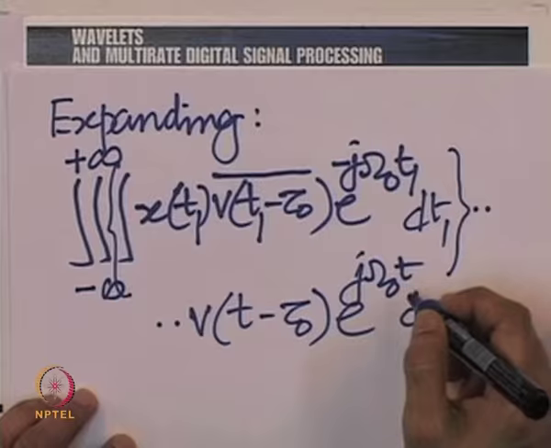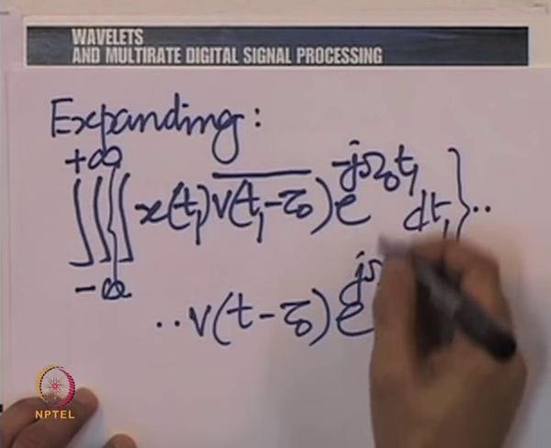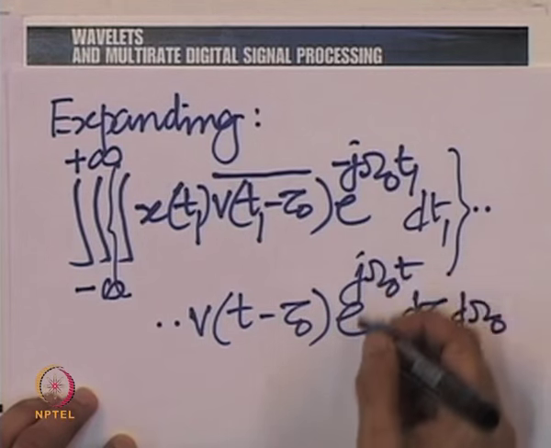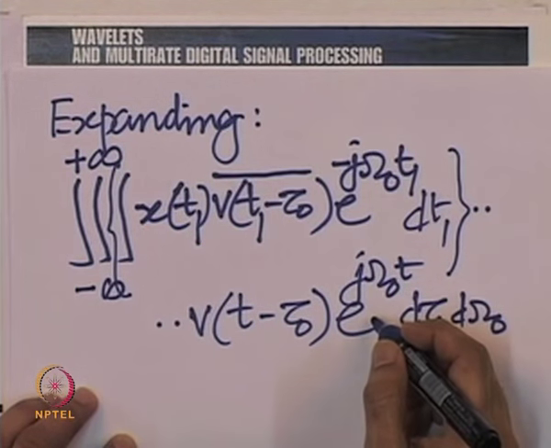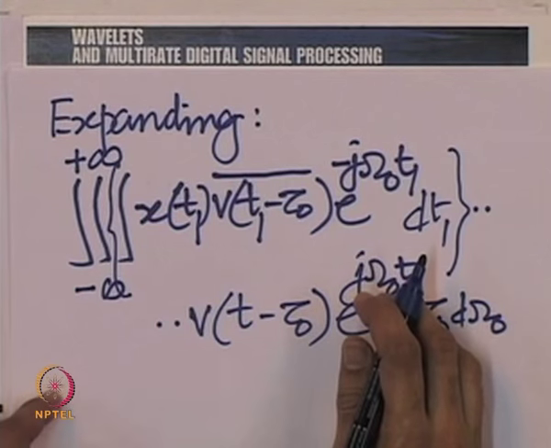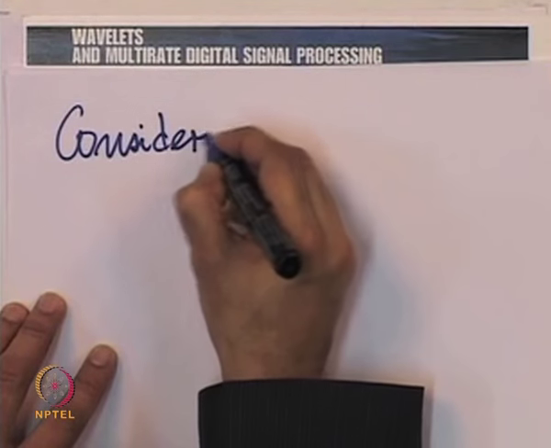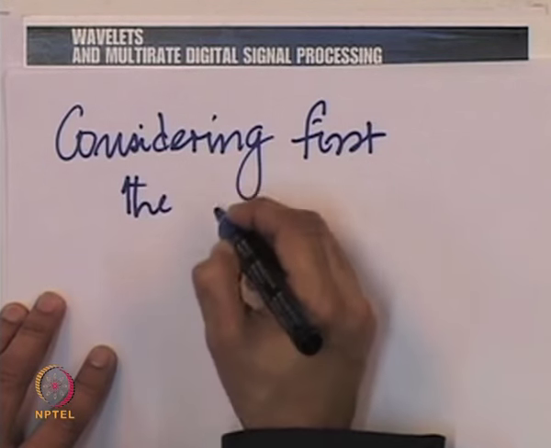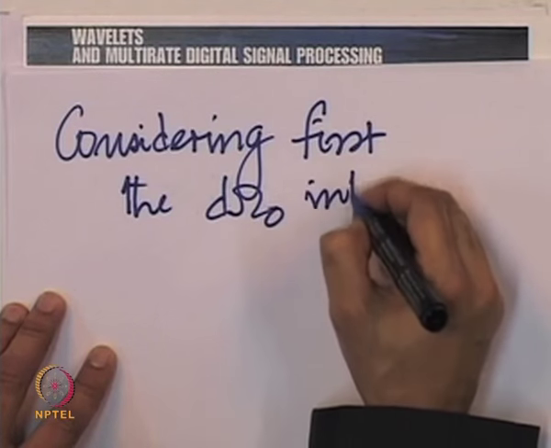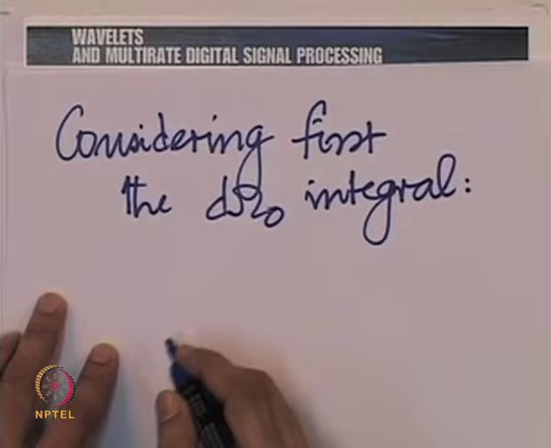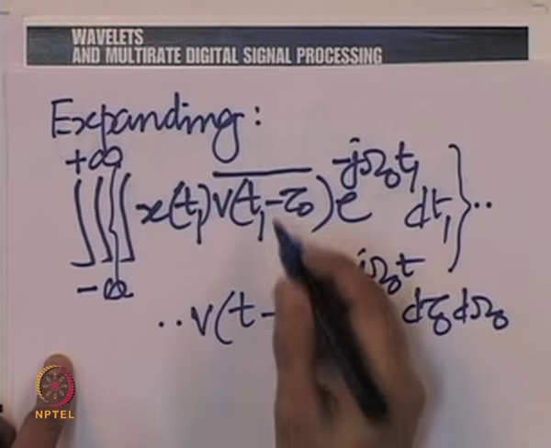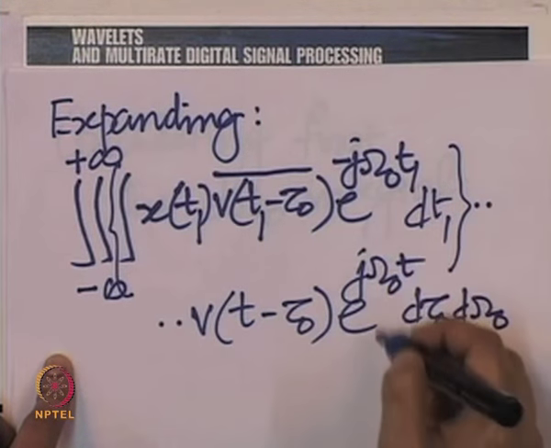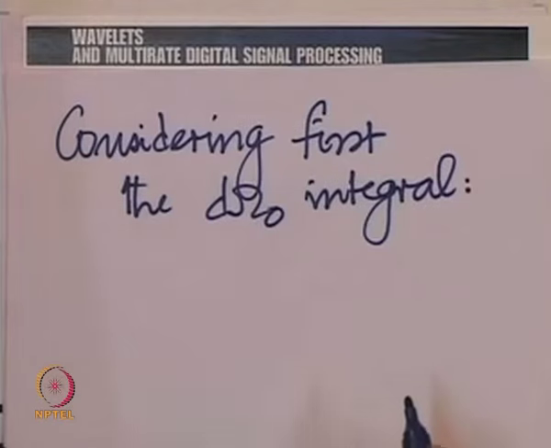So, here let us consider the integral on omega naught, because that is the easiest one to deal with. After all, there are only these two terms that depend upon omega naught, and therefore, they would be dispensed of first. Considering first the d omega naught integral. Now, let me put before you again the terms that depend on capital omega naught. None of these terms are dependent on capital omega naught, only these two do. So, let us isolate those two terms and dispense of that integral.